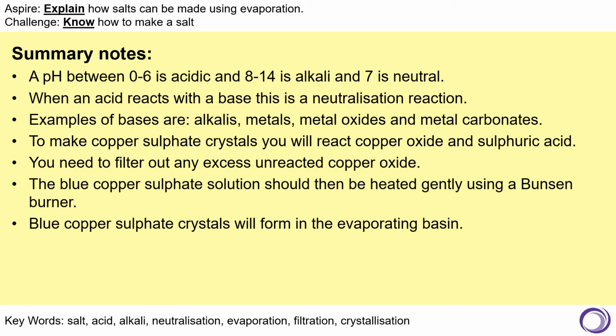So the summary for today's lesson is: a pH between 0 and 6 is acidic, 8 and 14 is an alkali, and 7 is neutral. When an acid reacts with a base, this is a neutralization reaction. Examples of bases are alkalis, metals, metal oxides, and metal carbonates. To make copper sulfate crystals, you will react copper oxide and sulfuric acid.